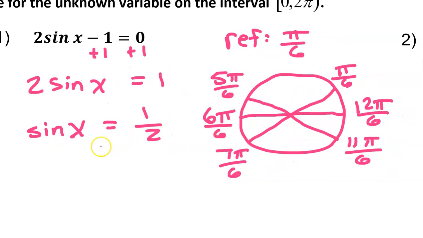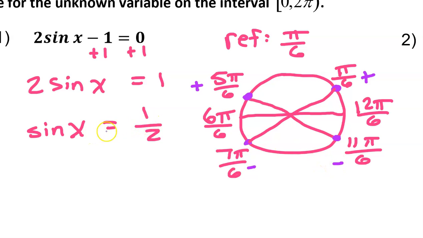So the thing is, the sine of any of these four angles, pi over 6, 5 pi over 6, 7 pi over 6, and 11 pi over 6, will give us some type of 1/2. It's just that sine is positive in the first quadrant and in the second quadrant, and sine is negative in the third quadrant and in the fourth quadrant.